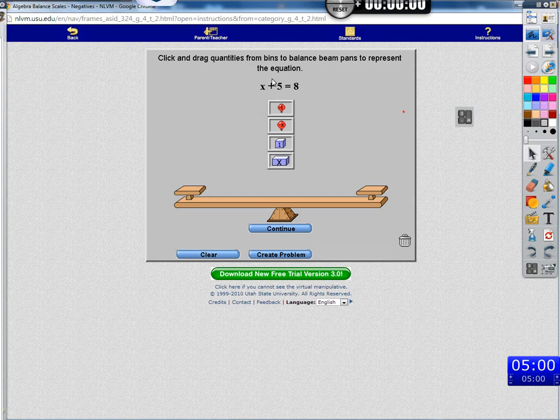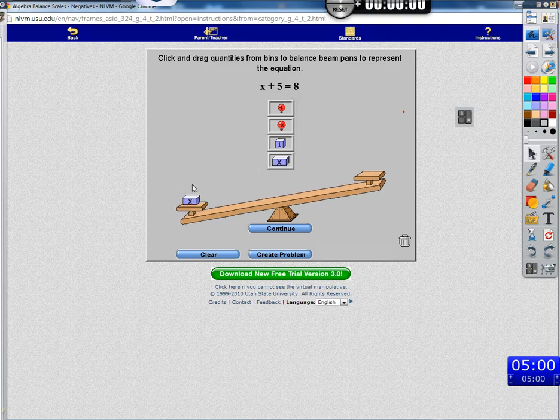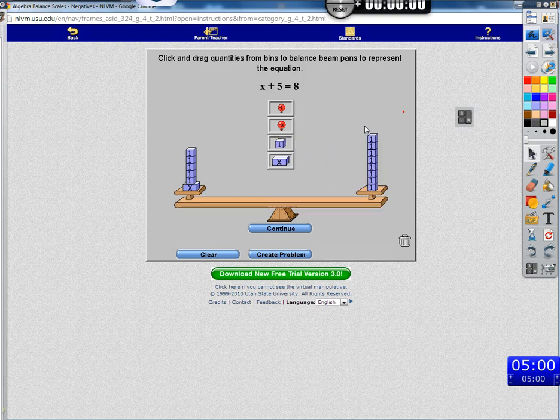Well, on this side of the scale of the equation, we have an unknown quantity. We also have five things. Okay, five ones, five units. It could be 5 pounds or 5 ounces. It could represent 5 miles. It could represent 5 hours. It could represent 5 of anything. And on this side, we have 8 of those things. There's 4, 5, 6, 7, 8. And since I input the equation x plus 5 equals 8, then this knows that one unknown quantity plus 5 known units should be equal to 8 known units.